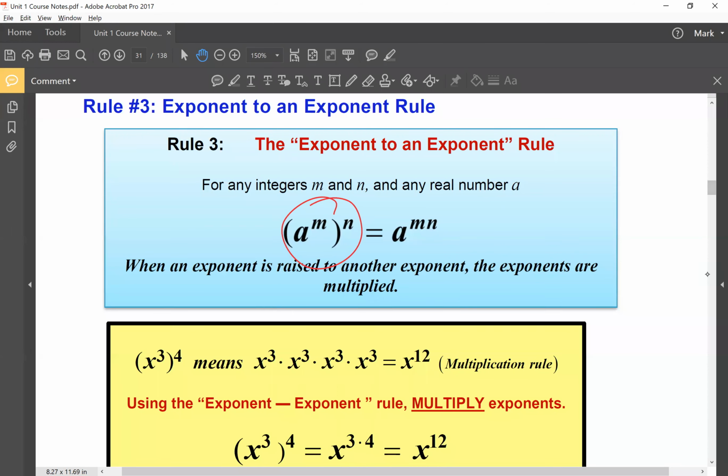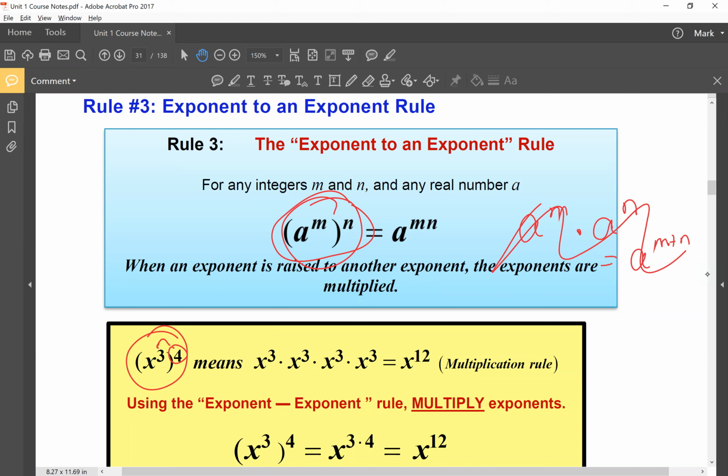So this is not the same as a to the m multiplied by a to the n, where you would get a to the m plus n. This is not the same. This is when they're multiplied together, like we're using brackets. So for example, x to the power of 3, in brackets, to the power of 4.